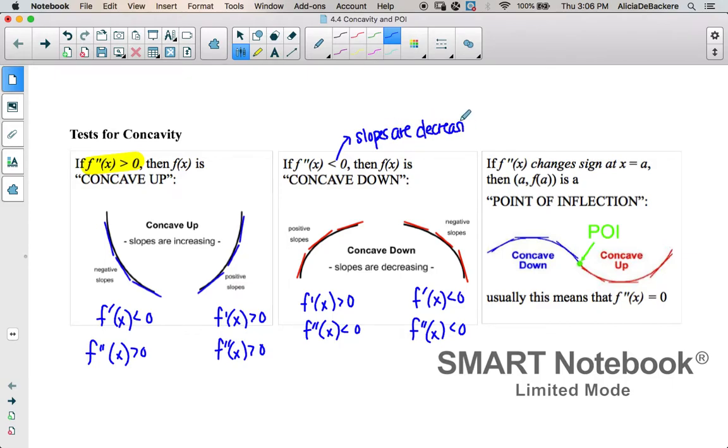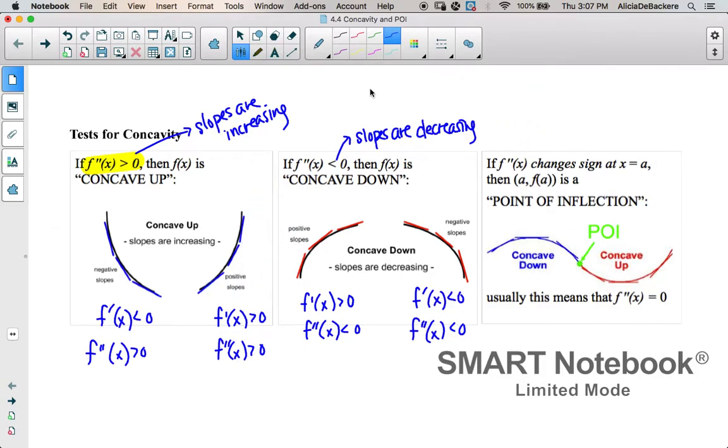And that makes sense here. Here I'm starting with a relatively flat negative slope. So this is a small negative, and it's getting to be a bigger and bigger negative. So the slopes are decreasing in value. Here, when I had a positive second derivative, that tells me that my slopes are increasing. And you can see that same idea in these two pictures. Here, the negative slopes are getting smaller negatives, which is an increase, and here the positive slopes are getting bigger.